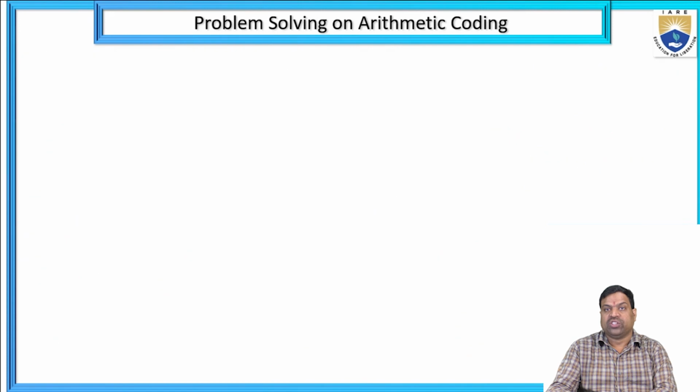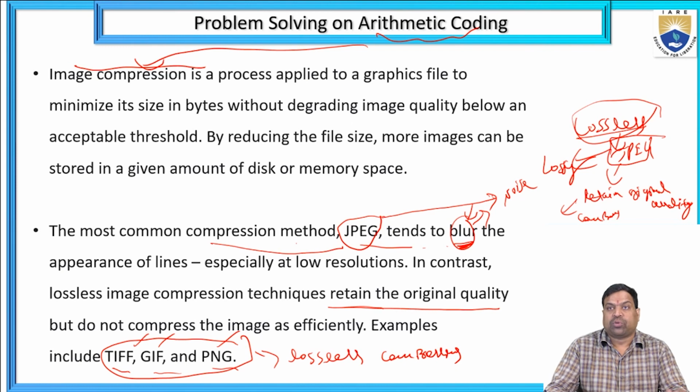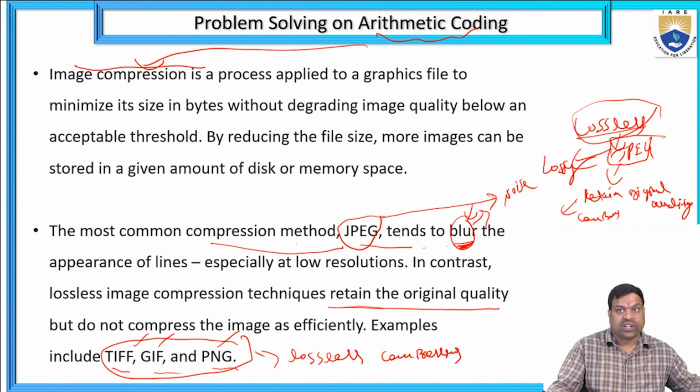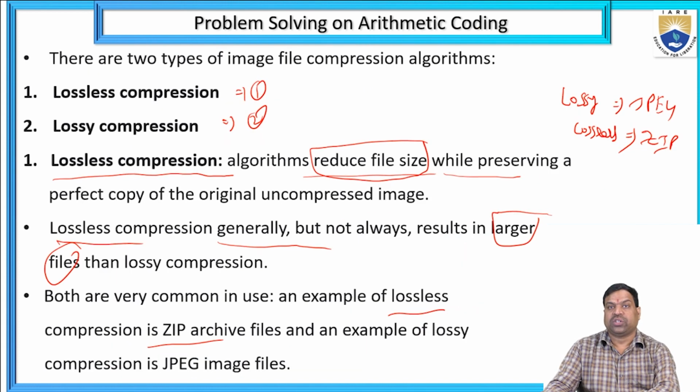So finally, I am concluding this. Image compression is a process applied to a graphic file to minimize the size in bytes without changing the quality below an acceptable threshold. By reducing the file size, more images can be stored in a given amount of disk or memory space. There are two types of image compression: lossless and lossy. In both we are reducing the file size, but in lossy compression the data may be lost. For example, JPEG is lossy and the GIF file is lossless compression.